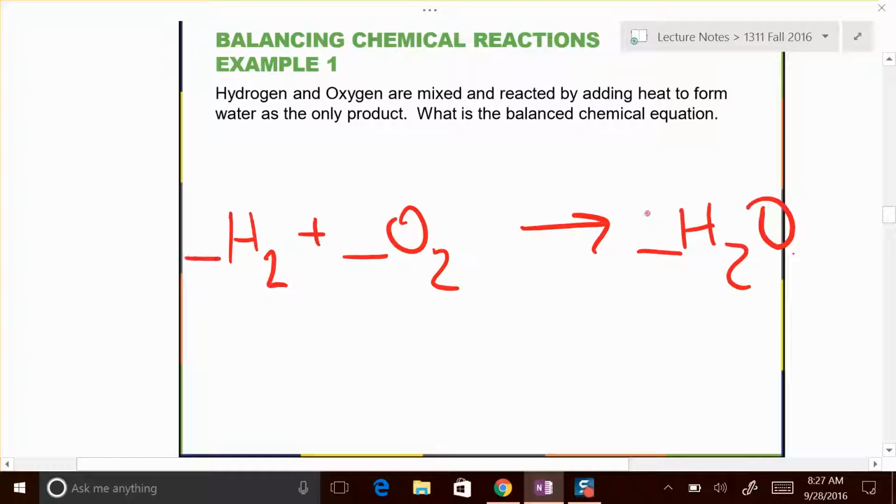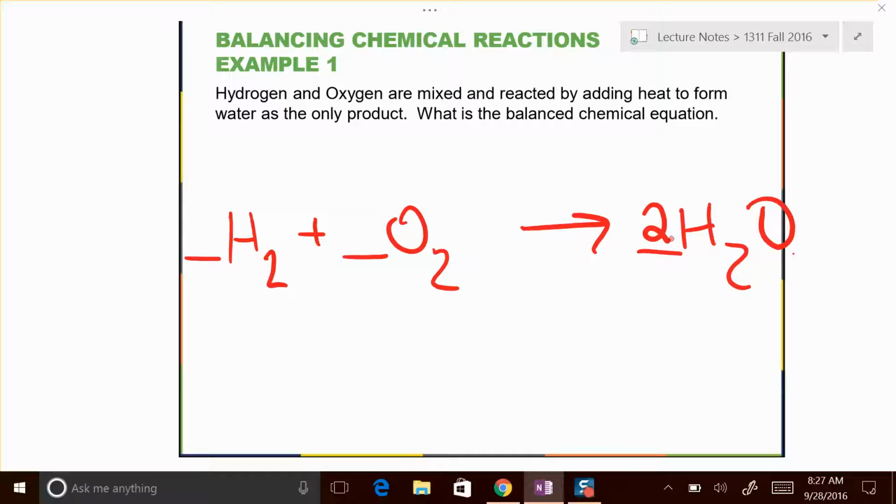Okay, so if I put a 2 here, what does that mean? How many hydrogens do I have? 4. How many oxygens? 2. This number gets distributed, right? Because now I have 2 water molecules. I have 2 of them. That's 4 hydrogens, 2 oxygens.